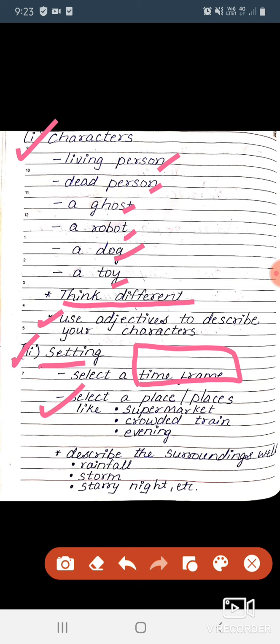Then select a place or places like supermarket, crowded train, or select time like evening, morning, afternoon. Describe the surroundings well. The places which you have selected here, describe them well. You can include some other natural factors like rainfall, storm, stormy night, etc. These details will make the setting of your story interesting.